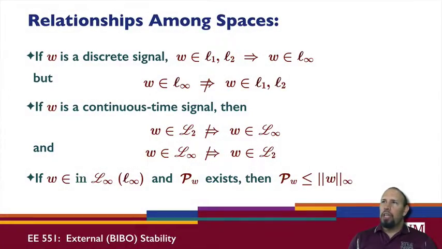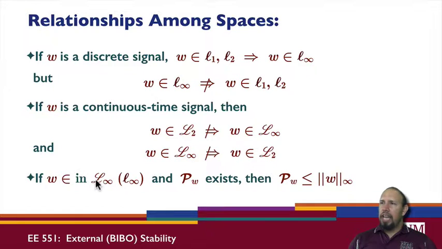Now, there are actually relationships between these spaces. If W is either in L1 or L2, then it is automatically in L infinity. That is, it's bounded. But if W is bounded, in L infinity, that does not imply that W is in either L1 or L2. If W is a continuous time signal and W is in L2, that does not imply that W is bounded. If W is bounded, that does not imply that W is in L2. So finite energy does not mean bounded magnitude, and bounded magnitude does not imply bounded energy. You don't have those implications.